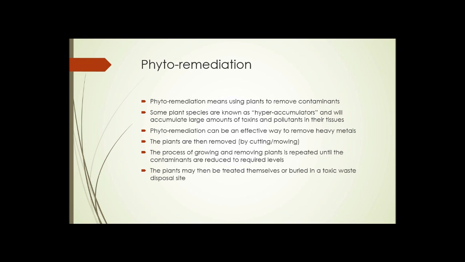The plants are then removed by cutting, mowing, and raking up or otherwise harvesting the plants. And then that process of growing and removing plants is repeated until the contaminants are reduced to the required levels. As a result, this isn't necessarily the fastest way to take care of a brownfield. However, it can be highly effective. The plants that are removed can then be treated themselves at a remediation site or again buried in a toxic waste dump.